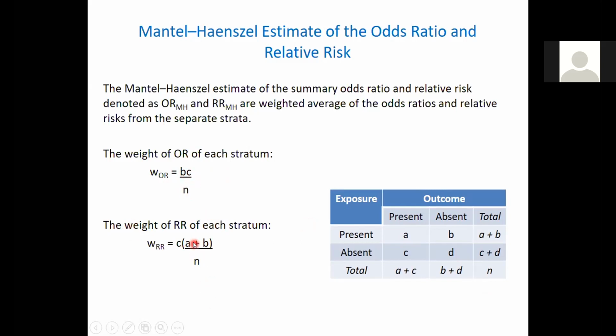For relative risk, this is the denominator for the relative risk. It will be the denominator of this stratum of the relative risk. So if you look at it now, we are trying to give the formula to consider both the odd ratio and relative risk at the same time.